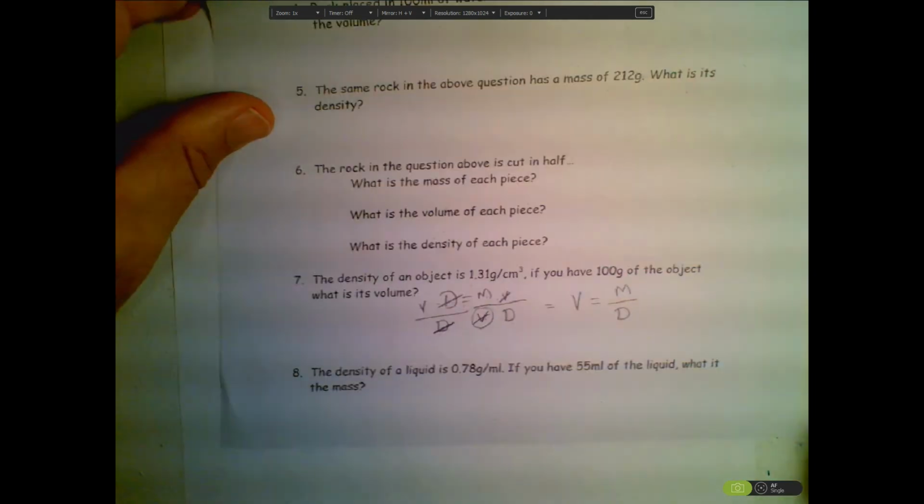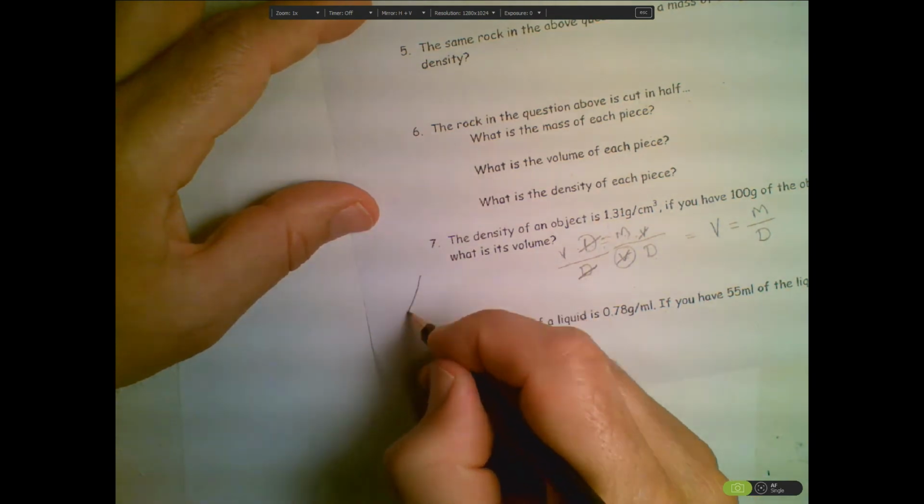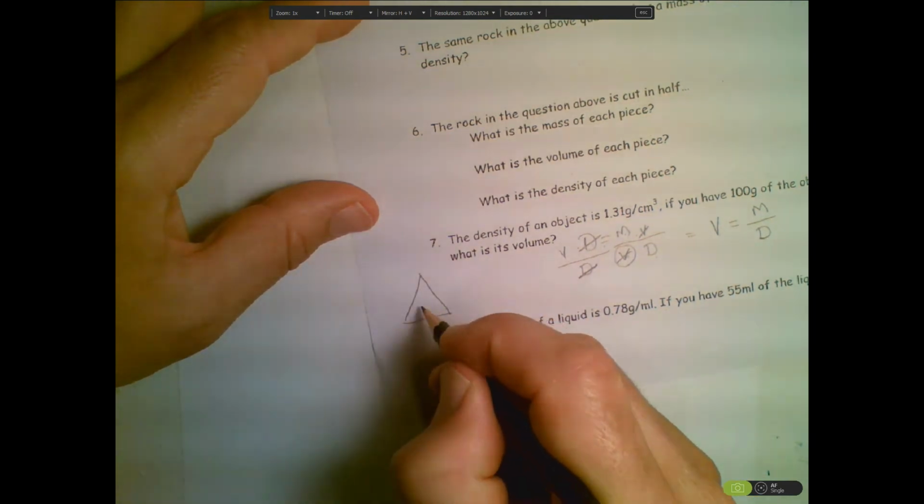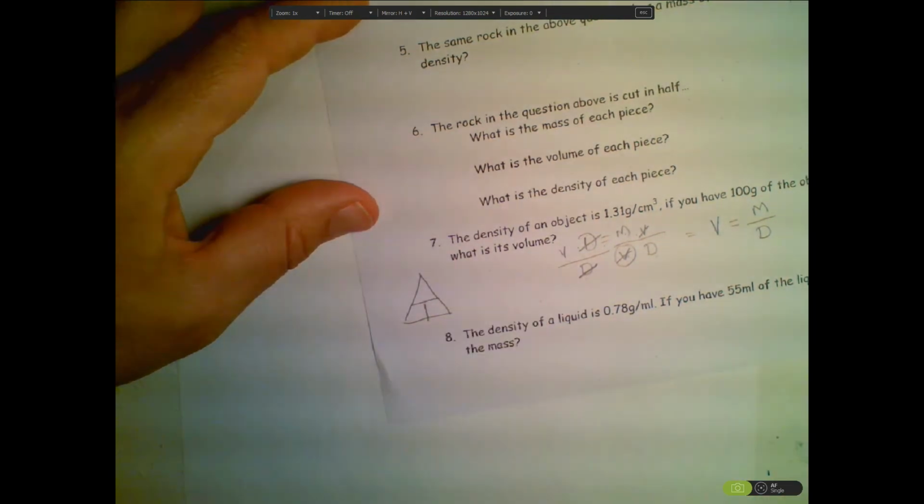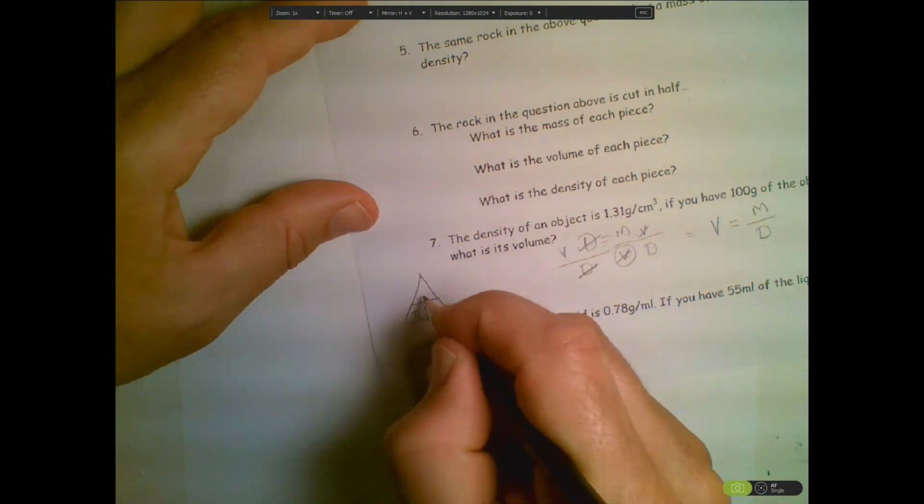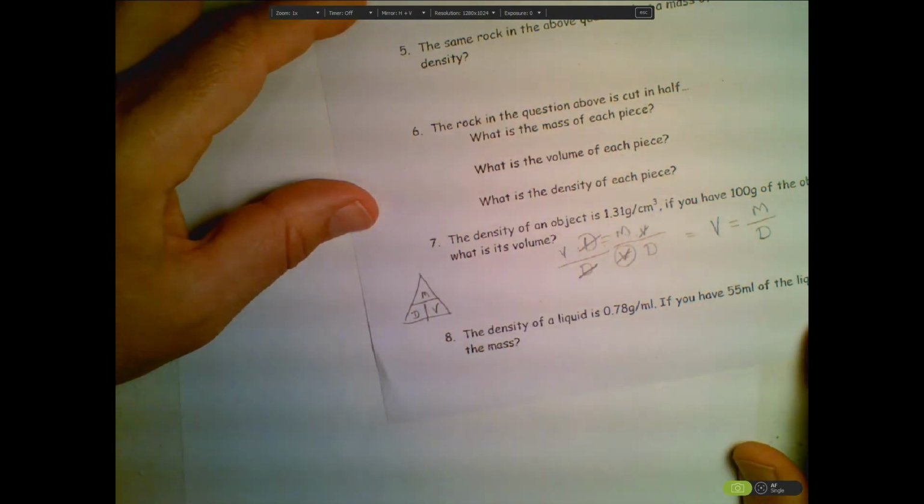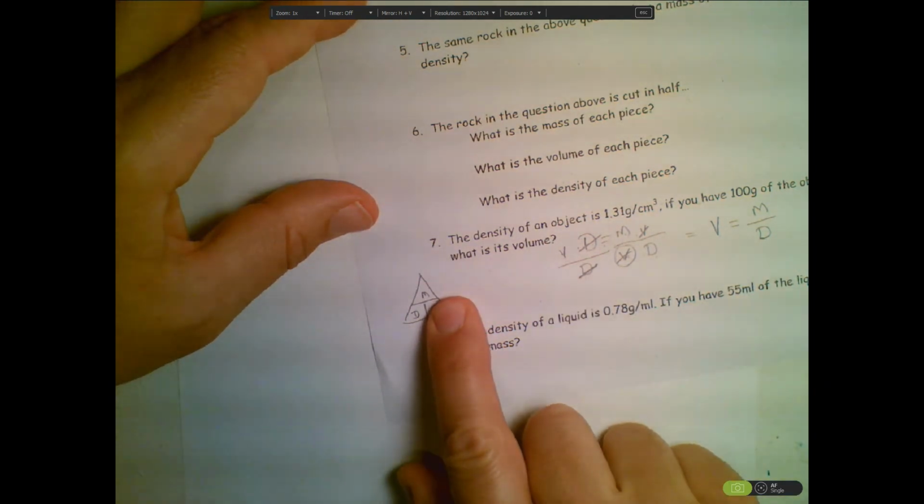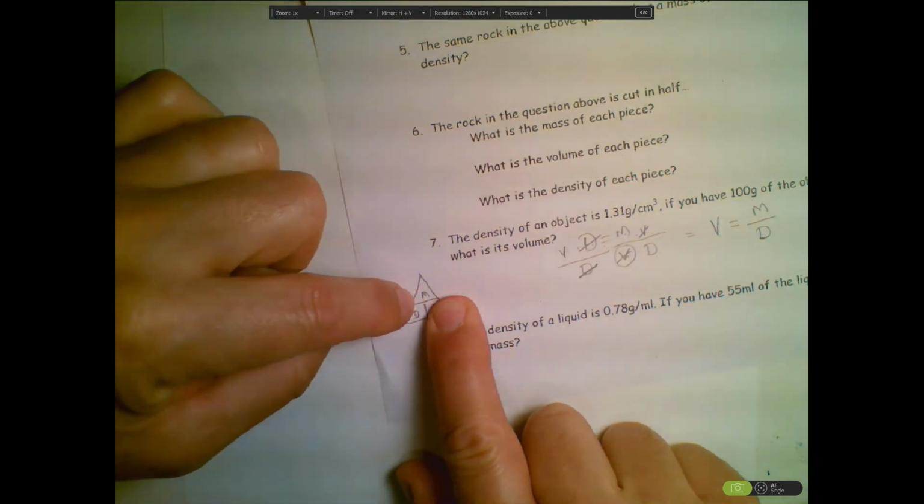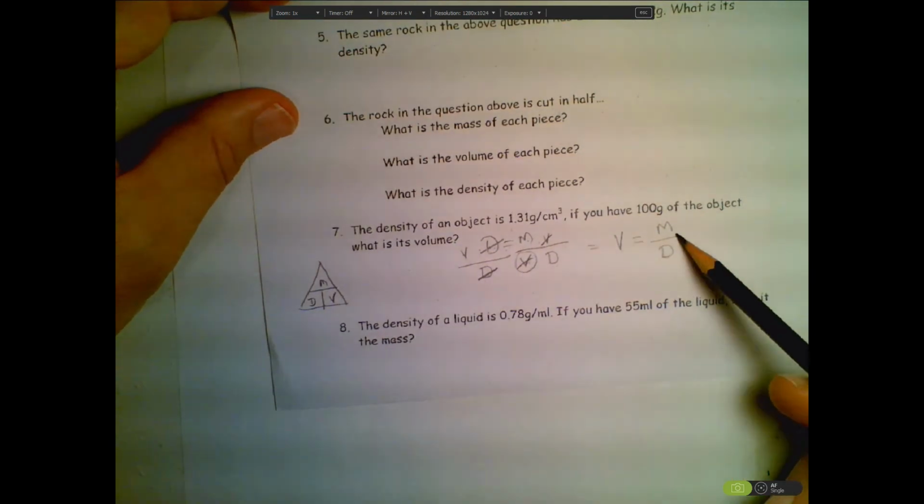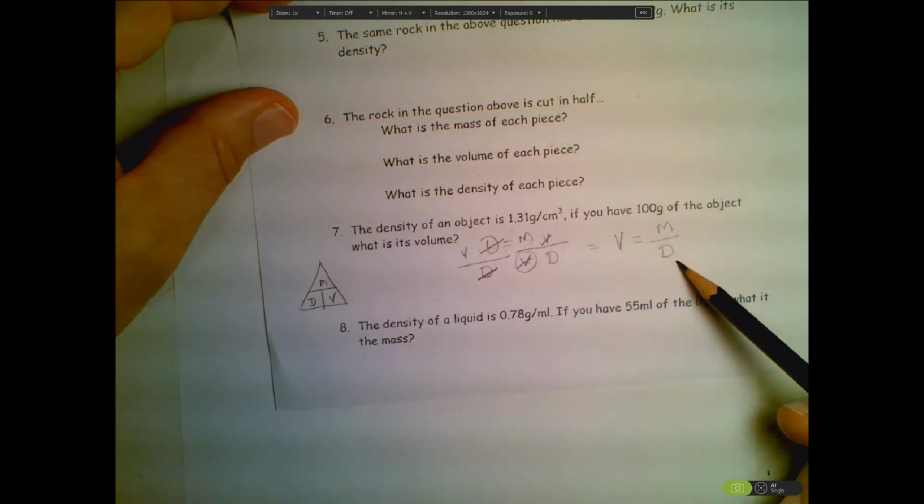There's also the magic triangle method. You may have used this before. D equals M over V. And since I'm looking for volume, I want to cover up my V. When I cover up my V, the equation becomes M divided by D, just like I have over here.